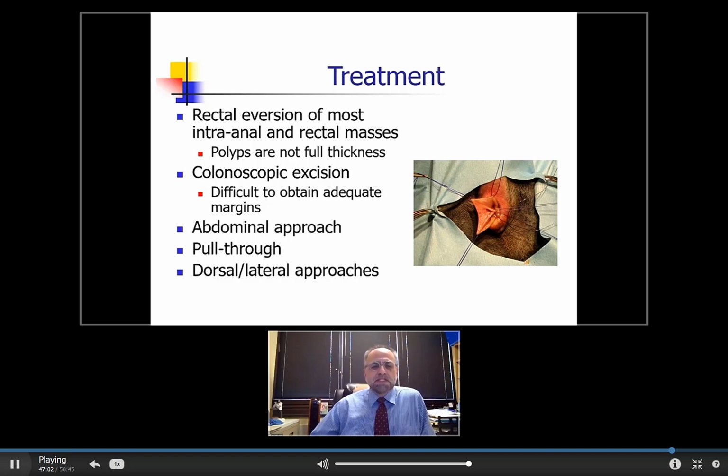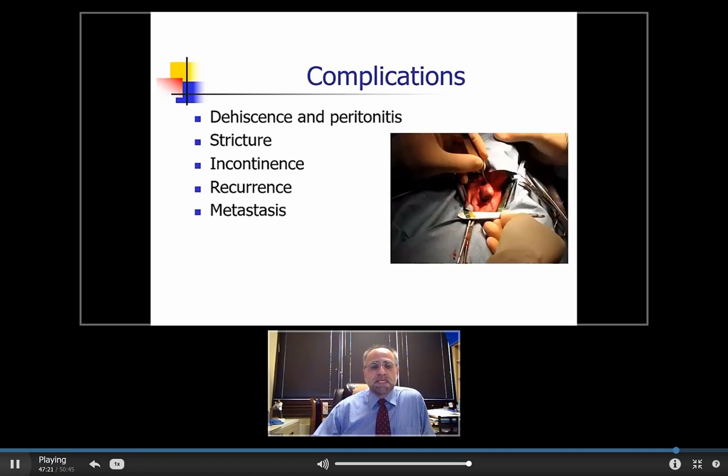thickness excisions. If we're dealing with a much more invasive mass, well, then we may have to do a more invasive surgical approach, such as a rectal pull-through or an abdominal approach, or even splitting the pelvis to get down to the rectal wall, which is certainly not a pleasant thing for these patients.